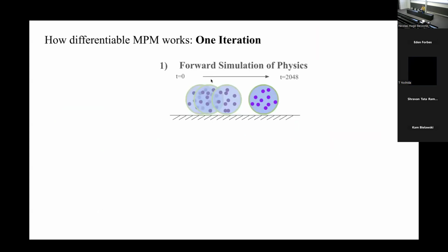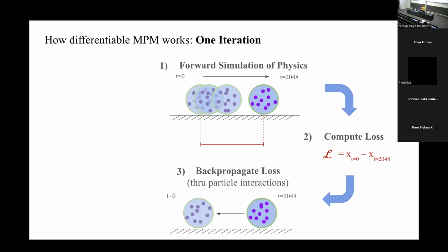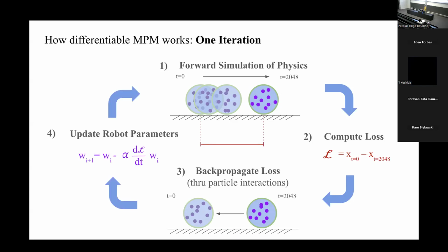So then, how does it work for one iteration of optimization? You do what I just said on the last slide for however many time steps. You compute the loss, whatever your loss function is, if it's spanning a distance, jumping, whatever you want your robot to do. And then you backpropagate that loss through all of the physical computations that happened in the simulation. And then you update whatever parameters you're trying to optimize. These are usually actuation parameters. But there's also been some work done where you can actually optimize the morphology of the robot, which is really cool.